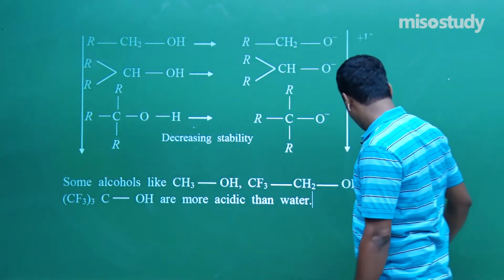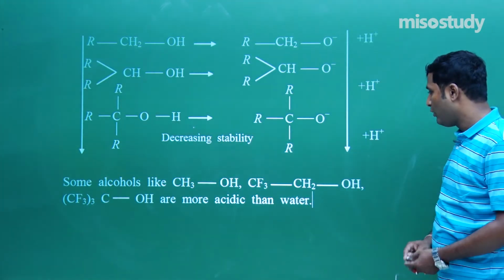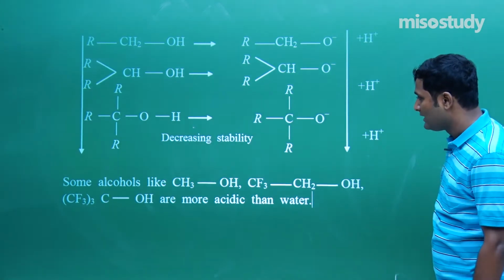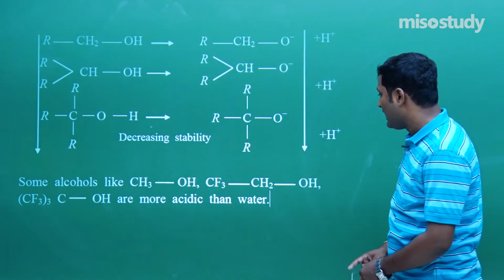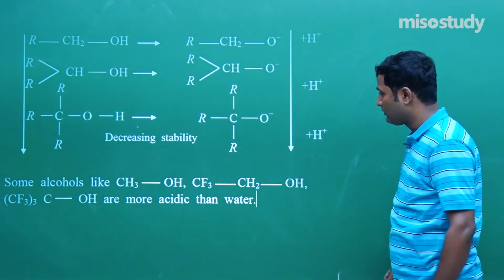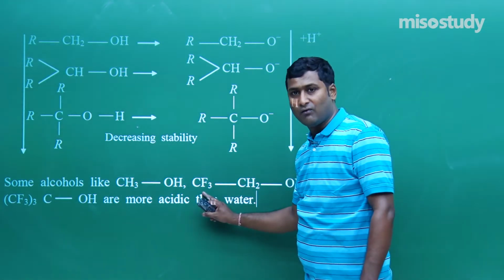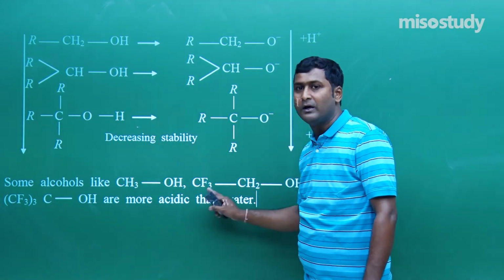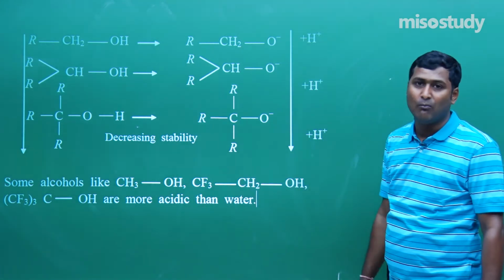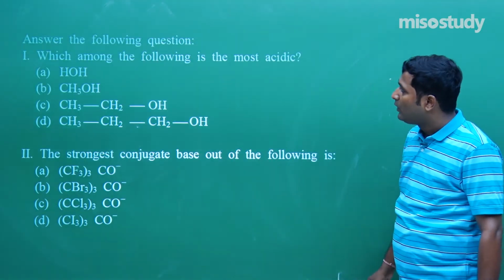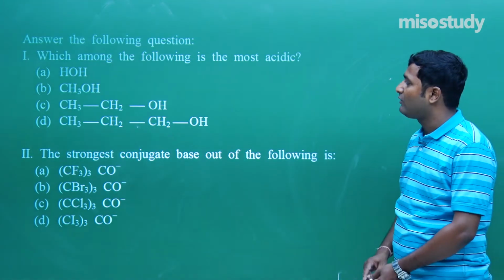Now some alcohols like CH3OH, CF3CH2OH, (CF3) whole thrice COH are more acidic than water. Okay, now these are more acidic than water because there is fluorine. Fluorine is an electron withdrawing group, so due to minus I effect they are more acidic than water. Now answer. Which among the following is most acidic?